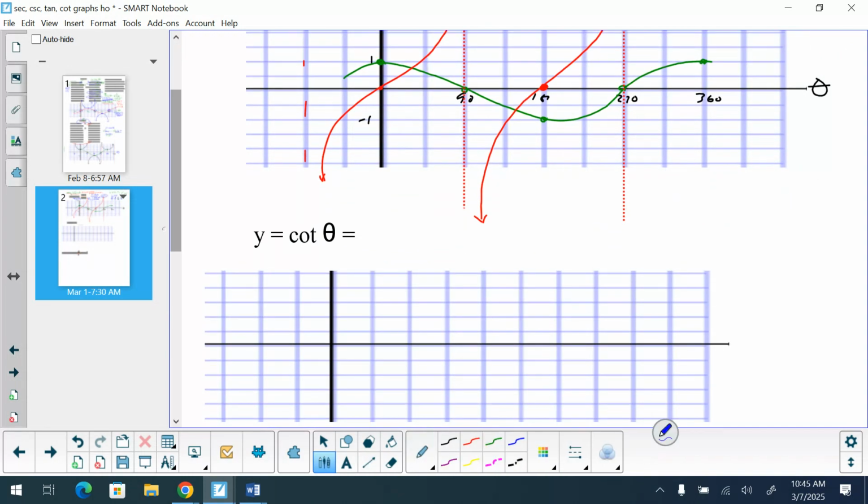The reciprocal to tangent is cotangent. So this is cosine theta over sine theta, the reciprocal. So what we're going to use as a guide function is now the sine.